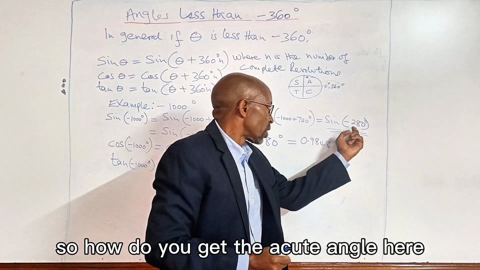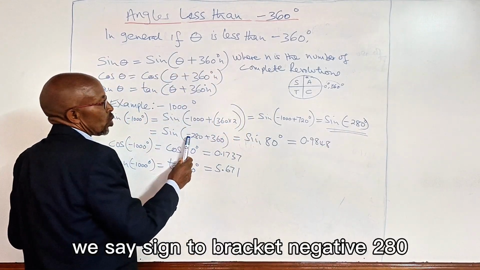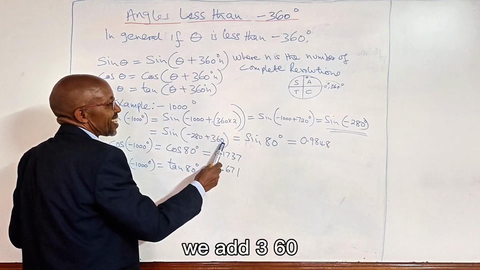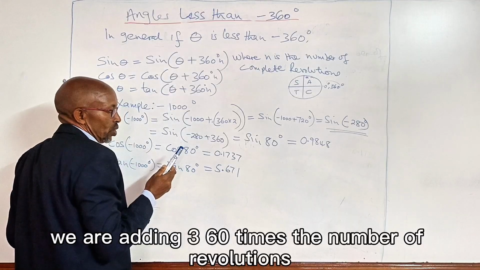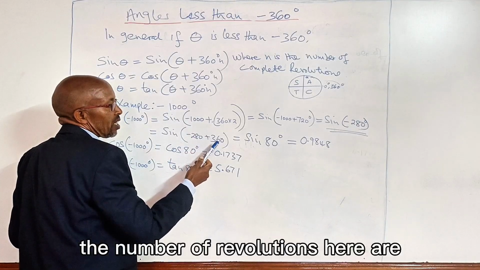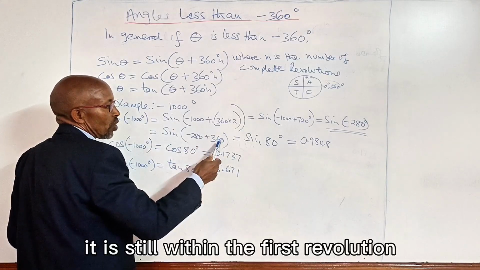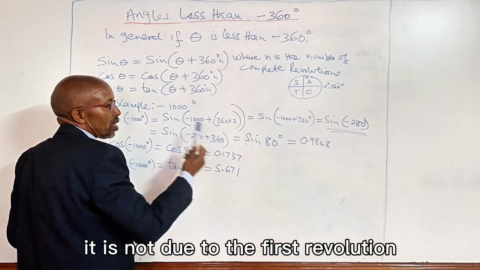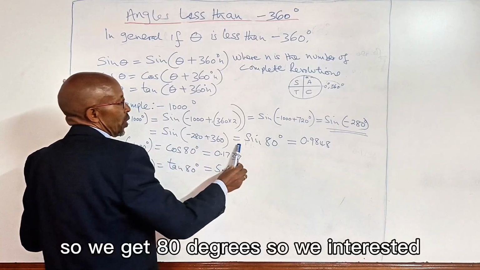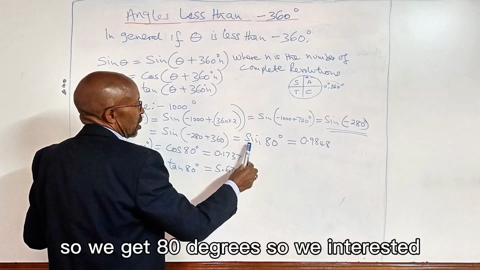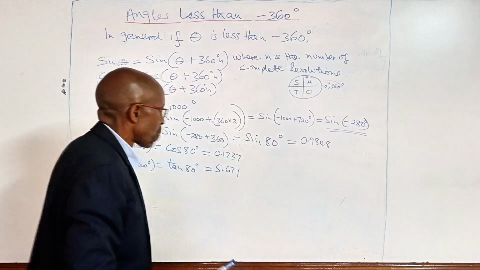So how do we get the acute angle here? To get the acute angle, we say sine of negative 280, we add 360. We are adding 360 times the number of revolutions. The number of revolutions here is still within the first revolution. It is not beyond the first revolution. So negative 280 degrees plus 360, so we get 80 degrees. So we are interested now in sine of 80 degrees. Our acute angle here is 80 degrees.